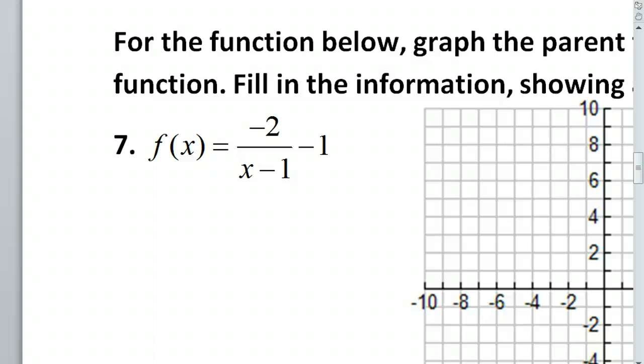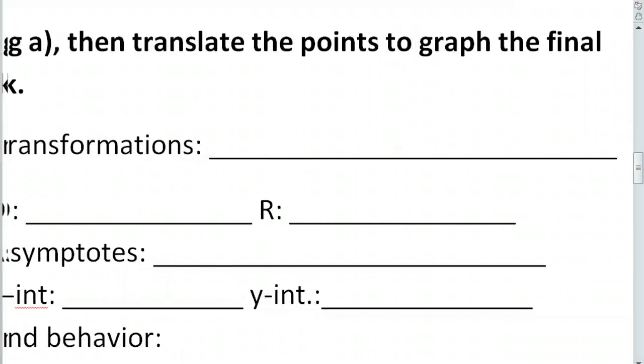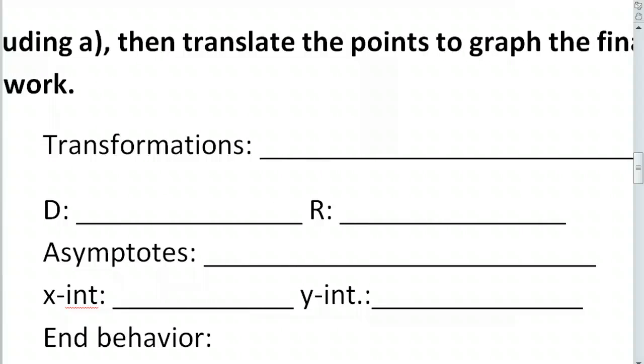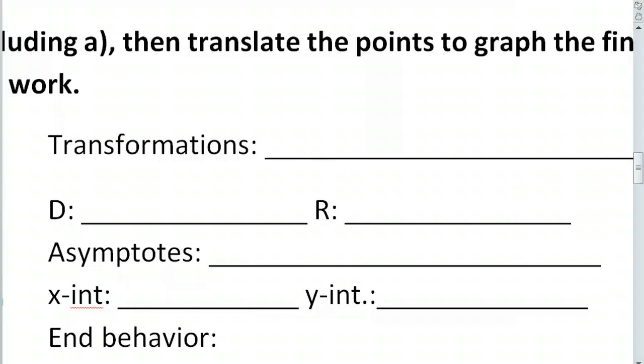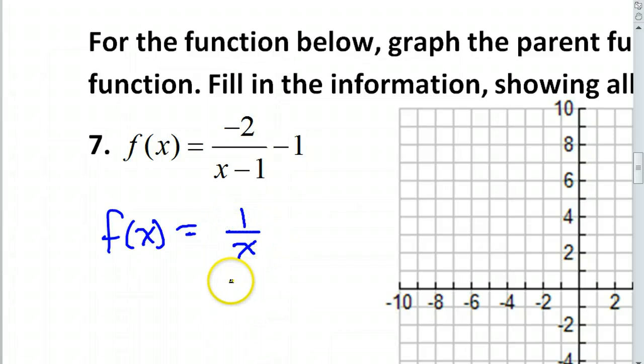All right, on number 7, we have to graph this, and we need to talk about transformations first. When I ask you about transformations, I want to know, compared to the parent function, and by the way, the parent function would be 1 over x, that's the parent function. So compared to that, this function has, let's see, 1, 2, 3, 4 transformations on it. See if you can get them all.